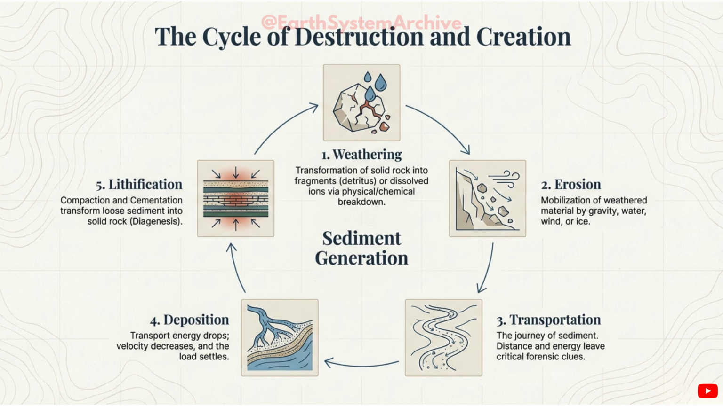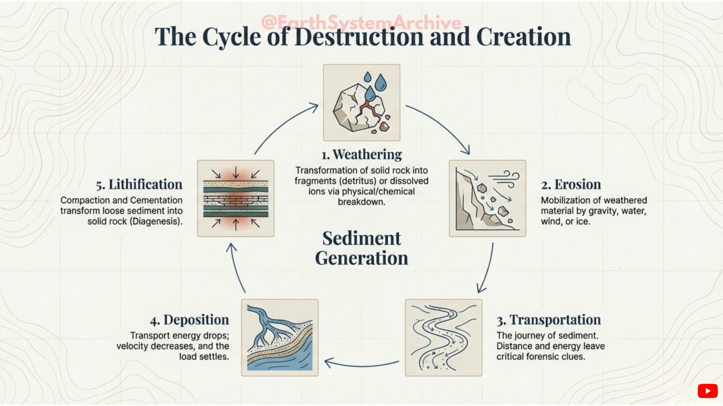3. Transportation. Third, transportation carries sediment, sliding downslope, blowing in wind, or flowing in streams, rivers, and currents. The key idea: transport distance and energy leave clues in sediment. 4. Deposition. Fourth, deposition happens when energy drops. In practical terms, if velocity becomes too low to keep grains moving, they settle. This means grain size is an energy indicator. High energy environments can transport bigger grains, low energy environments can't.